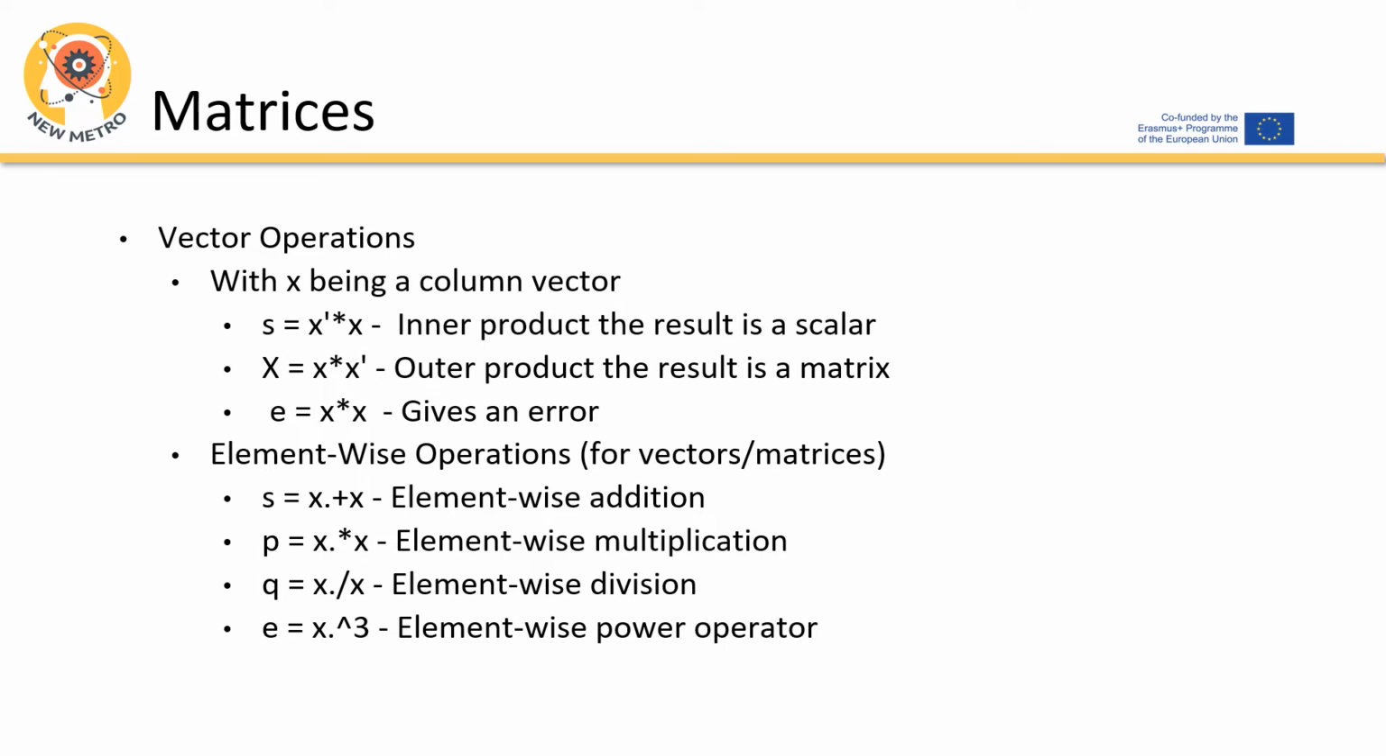Also, we can have element-wise operations for vectors and matrices. s = x .+ x is an element-wise addition. p = x .* x is element-wise multiplication. q = x ./ x is element-wise division. And e = x .^ 3 is the element-wise power operator.